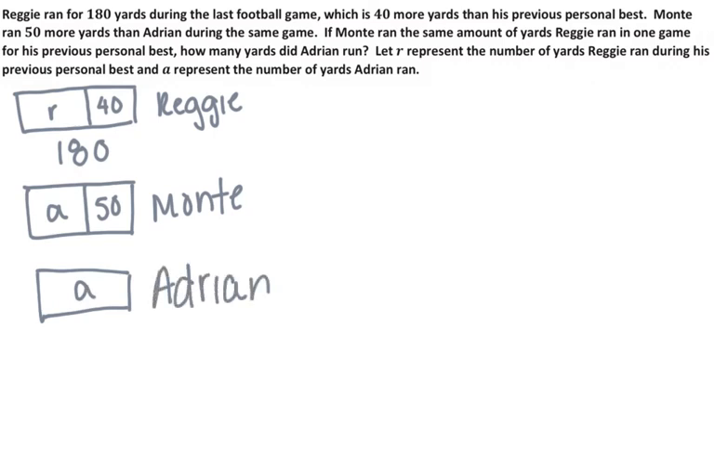So we're going to start by solving the equation for Reggie. So we're going to have R plus 40 is equal to 180. So we're going to start by subtracting 40 from both sides so we can get R by itself. So R is going to be equal to 140. So now we can solve the equation for Monty.